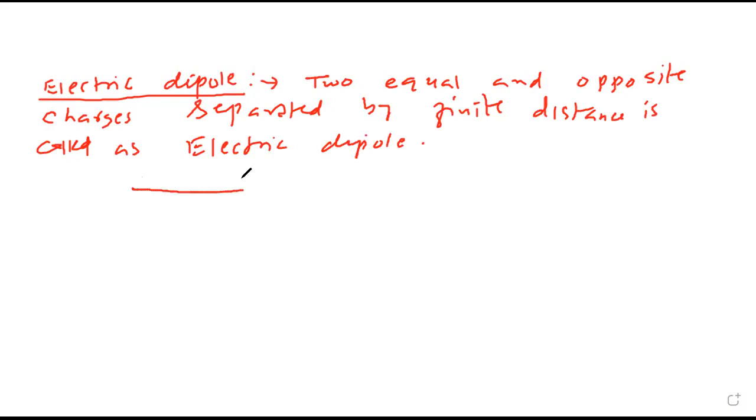So if we have two equal and opposite charges, plus Q and minus Q, separated by a finite distance, let us take 2L, then it is called an electric dipole. It is as shown. Write this much and the diagram.